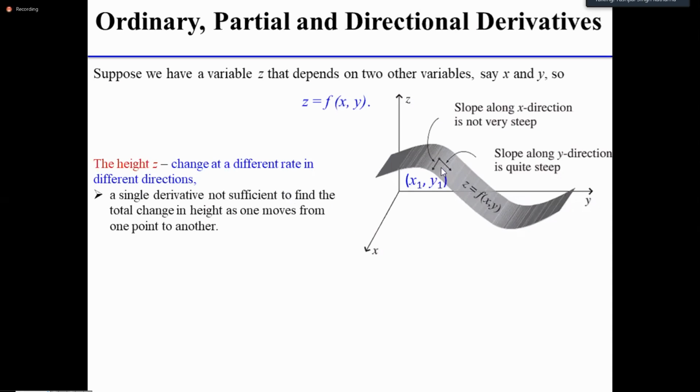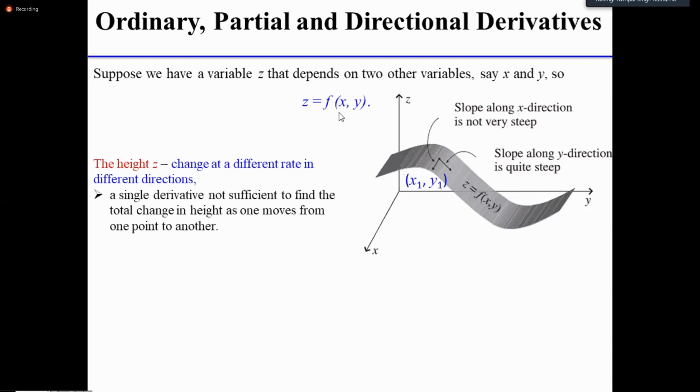So for such kinds of functions, I already have defined the gradient. I hope you remember what the gradient gives. The gradient gives the direction of maximum change of the function. So let's forget about that here. This height z changes at a different rate in different directions.